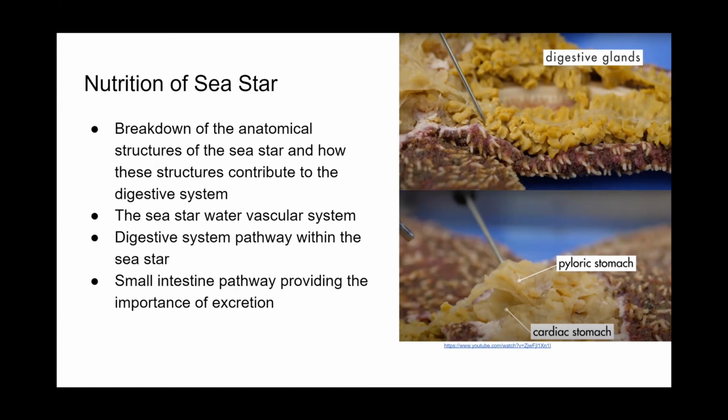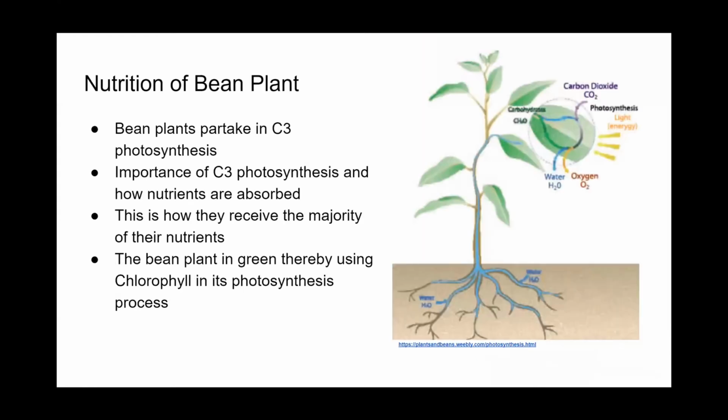When digestion occurs, the sea stars also undergo cellular respiration, which is the means of getting their energy from the food absorbed. Bean plants undergo photosynthesis to receive most of their nutrients. Since bean plants are able to produce nutritional organic substances from inorganic substances, it is an autotroph. Because of their green pigment, the bean plant takes up carbon dioxide from the air and converts this to oxygen using the sun's light energy.